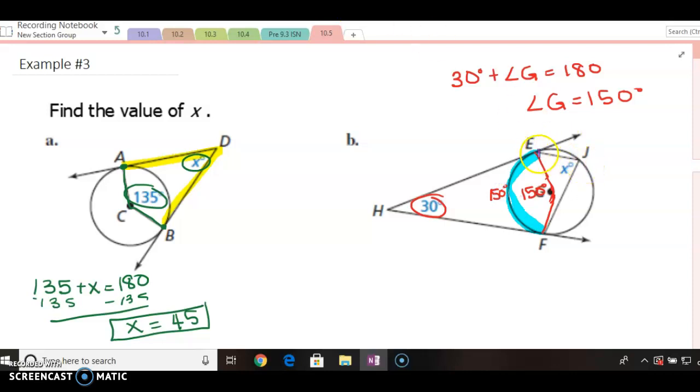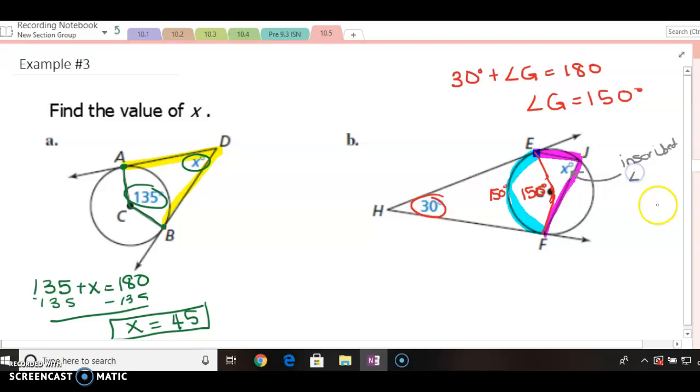Now notice that angle J, which is where X is, guys, is an inscribed angle. Remember, that is half the measure of the intercepted arc. So X has to be 1/2 of the intercepted arc, which is EF, so 1/2 of 150, which is 75.